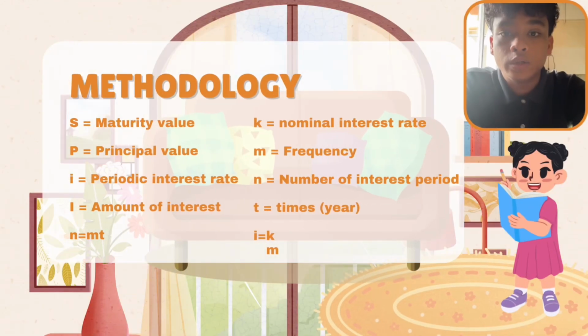and these are the initials you need to know before answering the question. S is maturity value, P is principal value, i is periodic interest rate, and I capital is for amount of interest, n is for mt, and k is for nominal interest rate, m is frequency, n is number of interest period, and t is time in years, and i equal to k over m.